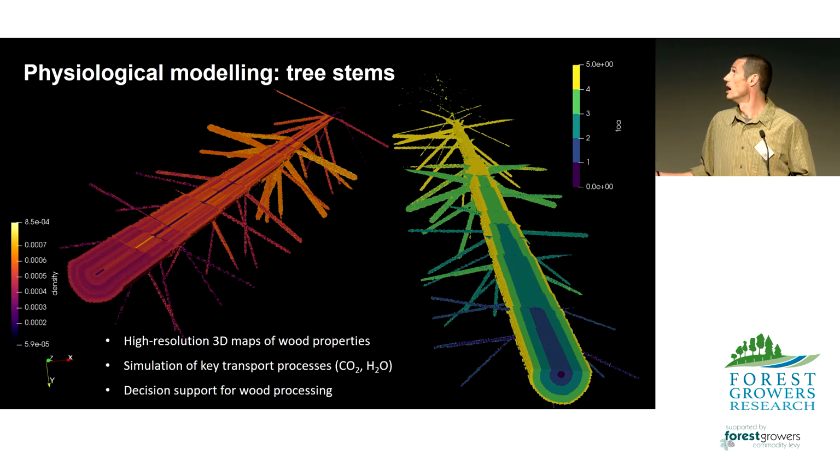So you get, in the end, same thing as with the DISBot, high-resolution 3D maps of wood properties that are essential for wood processors. We obtain those maps by simulating key transport processes for wood and carbon within the tree. And it can be used as a decision support, for example, on how to set the sawmill pattern to extract boards out of a given log.